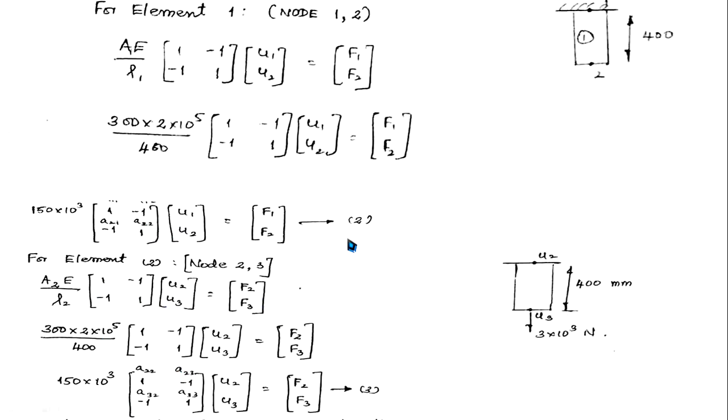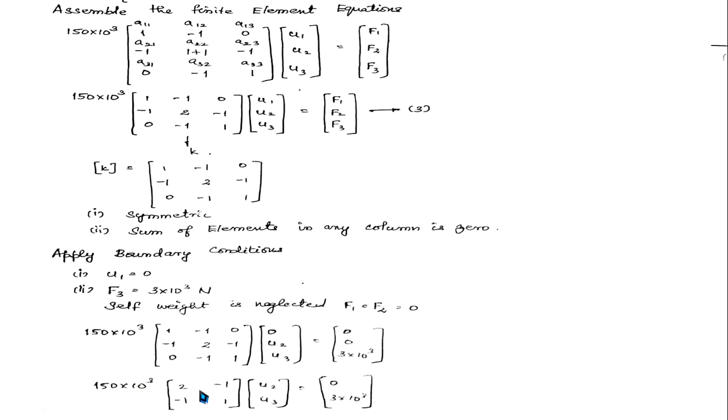Now we will see how to assemble 2 and 3. You have to combine these two, and this constant will be the same. Now you write the matrix. Since we have three nodes, our final K matrix will be 3 cross 3, three rows and three columns. You just write the numbering: A11, A12, A13, A21, A22, A23, A31, A32, A33.